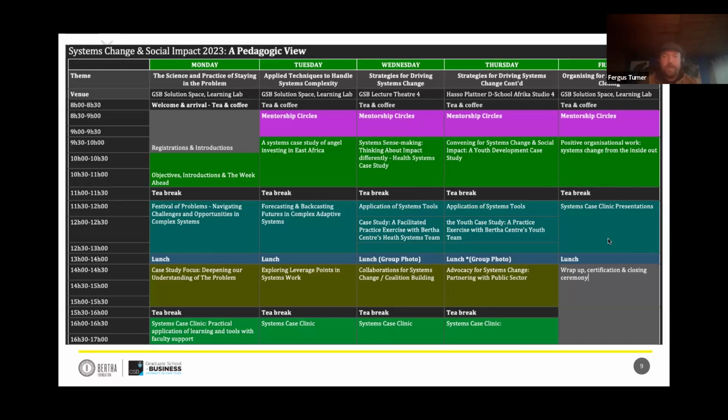Moving into the forecasting and backcasting. So that speaks to the bringing in of the tooling of the case study, and then later on doing the deeper dive into the systems language and approaches with the exploring of leverage points and systems work and so on. I'm not going to go through the whole segment here.